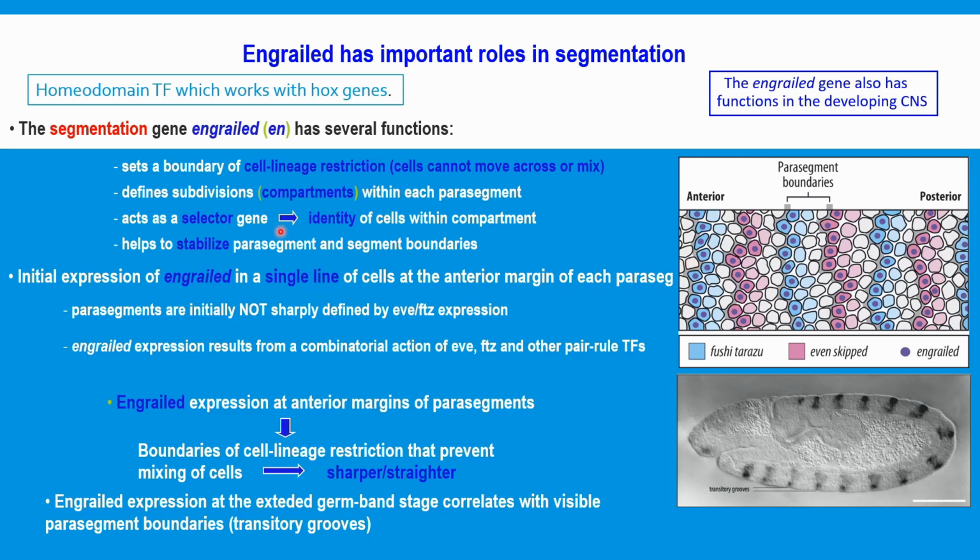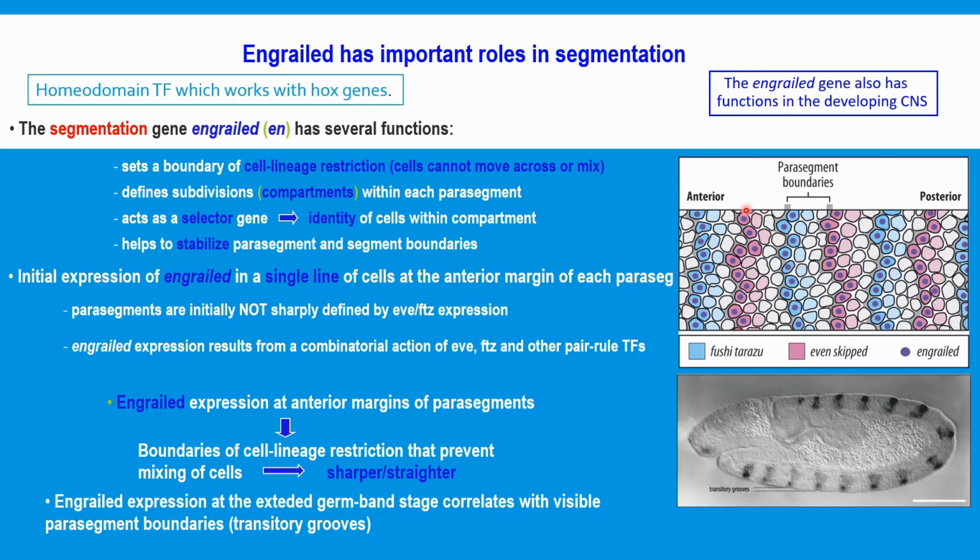It acts as a selector gene, specifying the identity of cells within that compartment. So not only does it mark that compartment, it makes that compartment. It's not just a marker for the compartment, but it maintains the identity within that compartment. And these types of genes are often referred to as selector genes. There are not too many examples of selector genes, but you'll probably meet a few in this course. And in addition to these roles, they help to stabilize the parasegment and segment boundaries eventually.